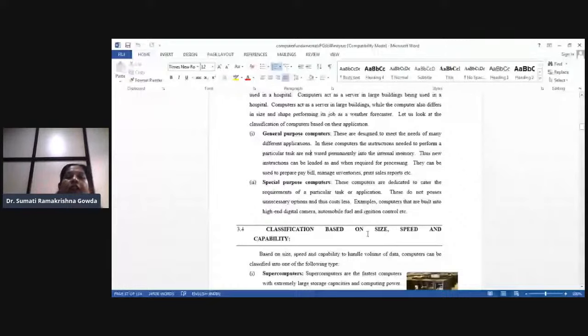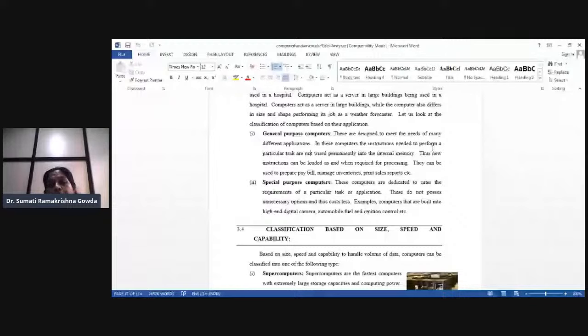For example, you can use your desktop computer for typing a letter, or you can use the computer for designing the payroll using an Excel sheet, or you can design your own PPT. Means you are using that one computer for many purposes, so it is called general purpose.